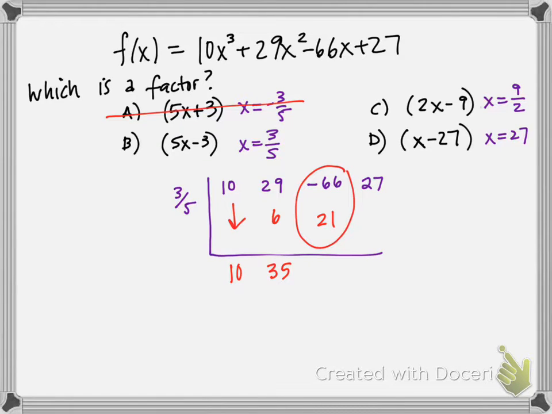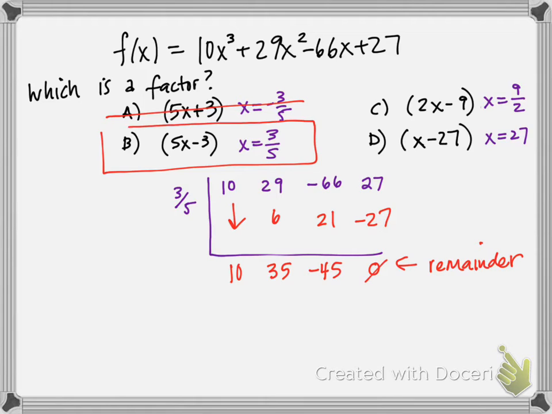Now I'm adding these together. So negative 66 plus 21 is negative 45. Lastly, I'm multiplying these together. So negative 45 times 3, and then divide that answer by 5, and I get negative 27. So if I look at my last row there, or column, sorry, I do get 0 as a remainder. So that means this is a factor, and 3/5 is therefore a root.